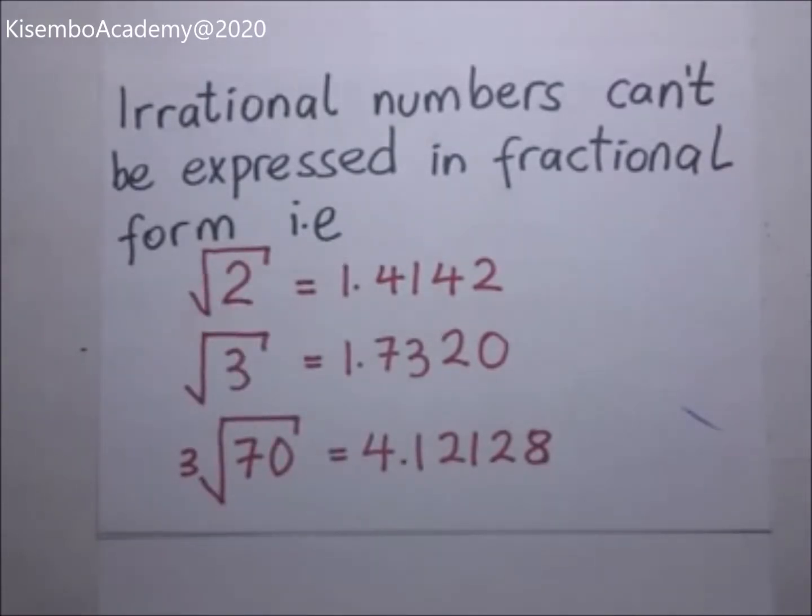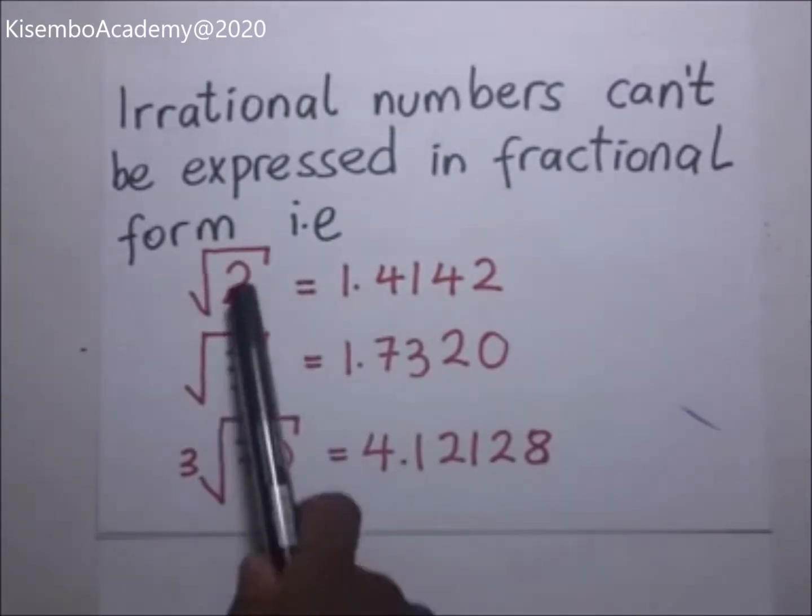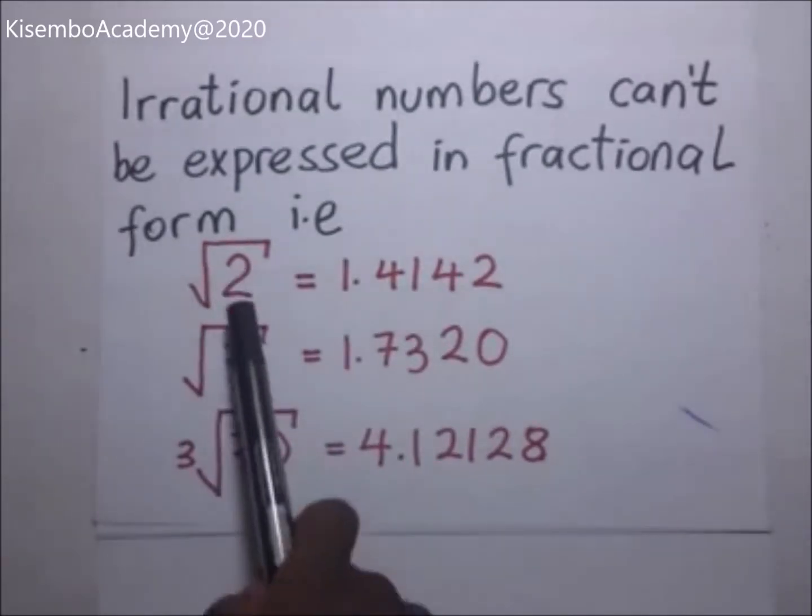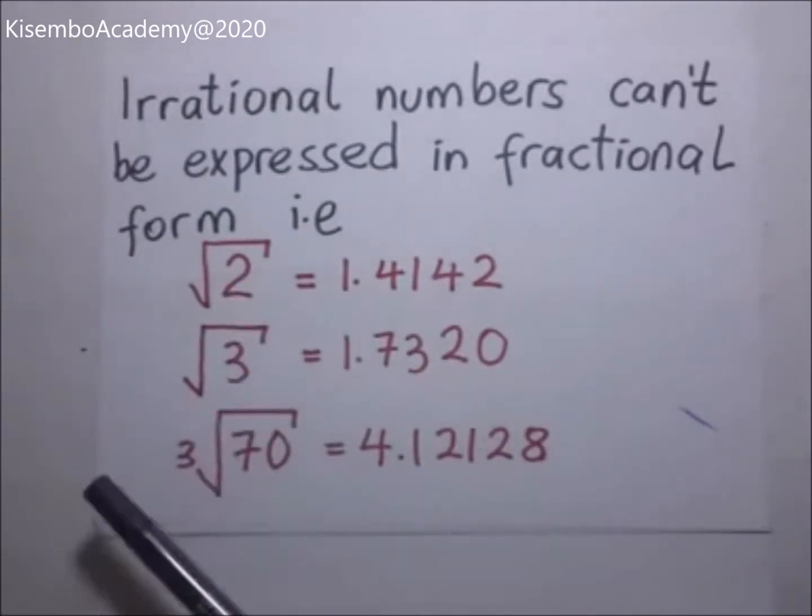Or in other words, I can say that a surd is any number of the form square root of a, square root of b, where a and b are any integer. So a surd is any number of that form which cannot be expressed as a rational number. So we are going to go on and look at how we simplify surds.